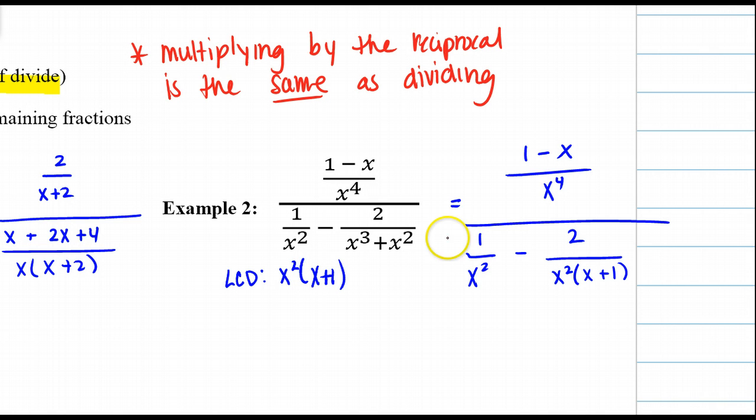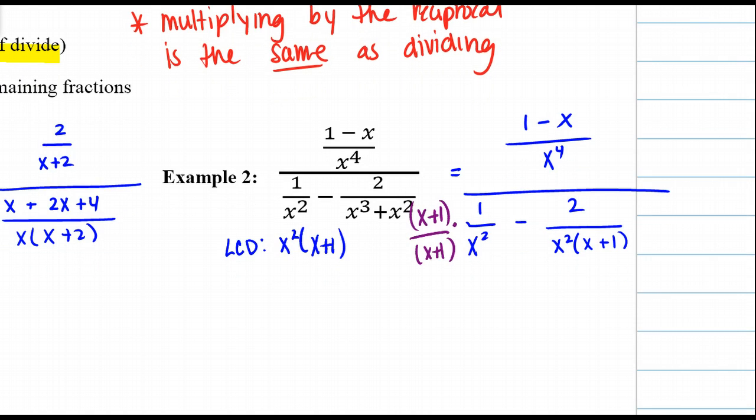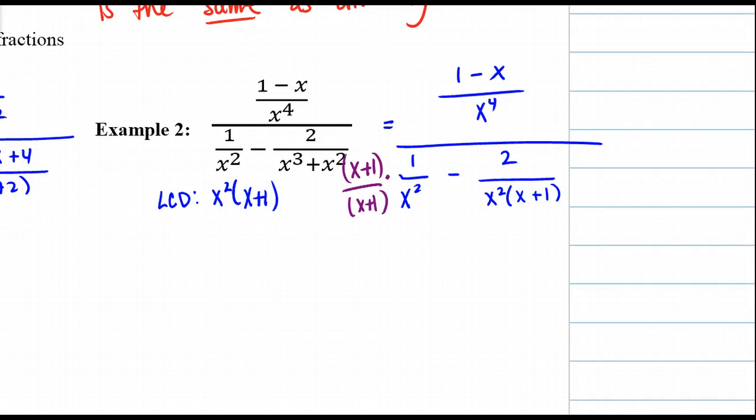So what is that first one missing? Well, it's missing the x plus 1 over x plus 1. And then what about the second one? Well, it's not missing anything, so I don't need to do any multiplication there.